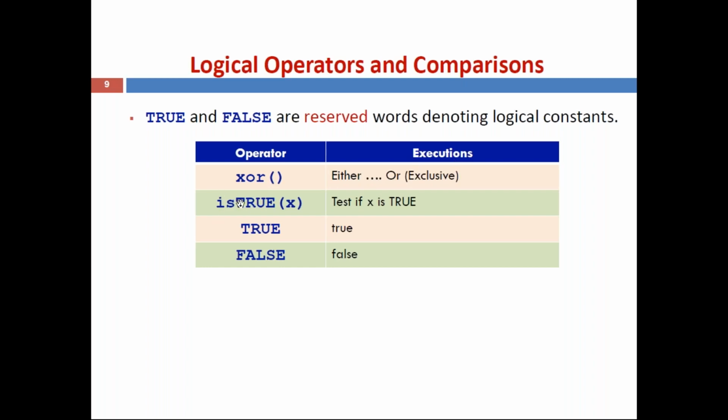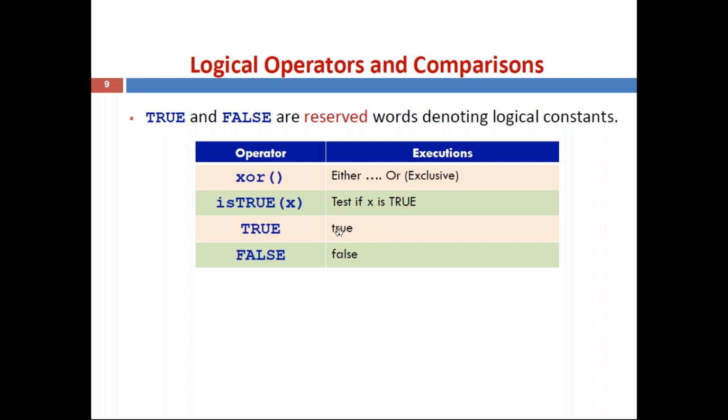Then the second one is isTRUE. Whatever notation we use, we follow the same command: lowercase is, then TRUE in capitals, and in brackets the name of the variable. The meaning of this command is to test if x is TRUE. It tests if x is TRUE. Then directly you can use TRUE, all capital letters.